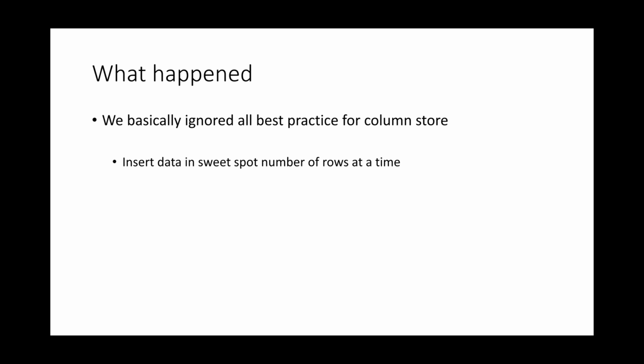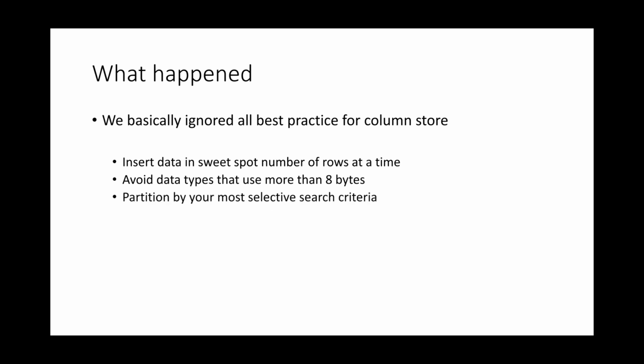First of all, what we learned very quickly is that there's a sweet spot on how many rows of data you should insert at a time in a column store. Okay, that was interesting. So we will keep that in mind. We should avoid data types that use more than 8 bytes. Okay, that's strange, but okay, we'll have a look at that. And partition the table. And don't rely on Columnstore to do normalization via compression.